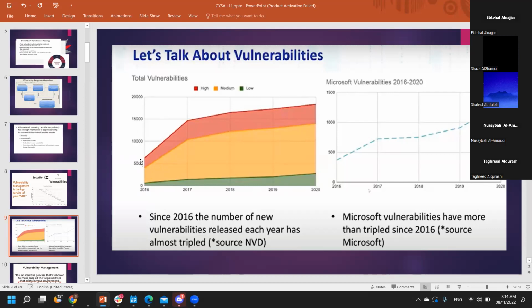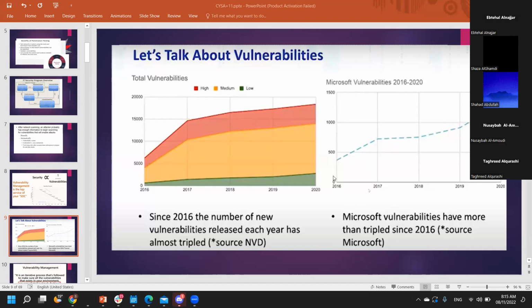So this shows you that the number of vulnerabilities that exist has tripled, okay? Why? Because there's so much new technology, things are not as secure as we really wish them to be. And another nice diagram over here is only Microsoft vulnerabilities. And Microsoft is one of the most used operating systems in the whole world, okay?